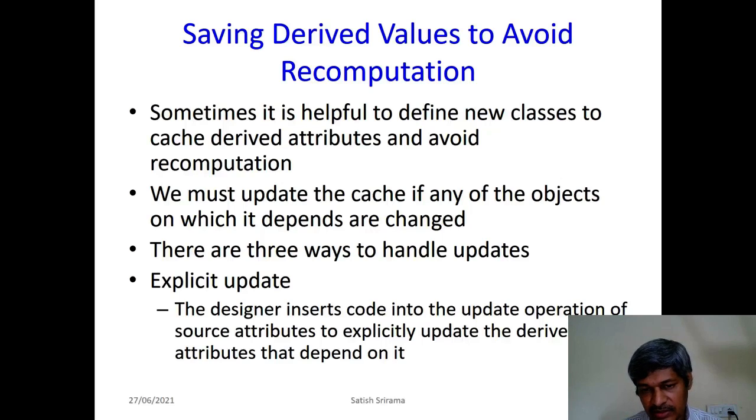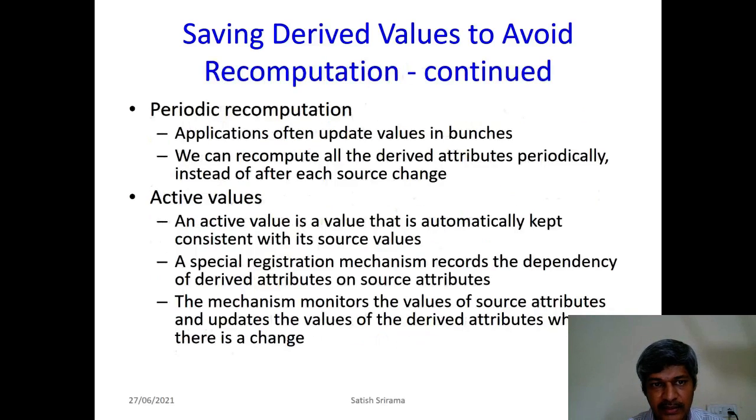There are several ways you can handle these updates. One approach is explicit update. In this case, as a designer, you can insert the code in such a way that whenever there is an update in the operation on the source attributes, in that operation itself you explicitly update the derived attribute as well. So you can adapt or optimize your design to take care of that, during this class design stage.